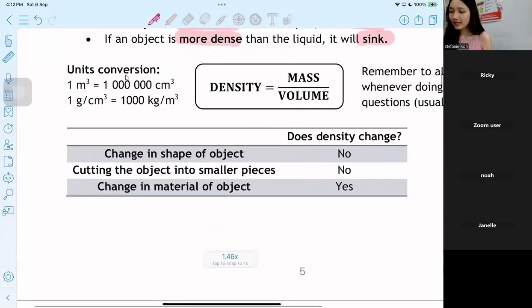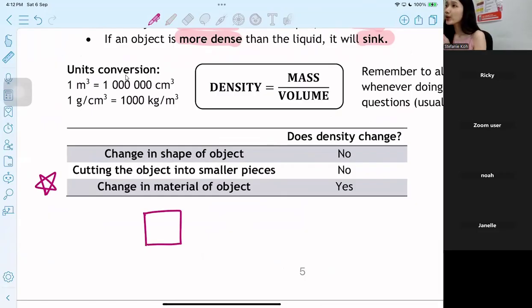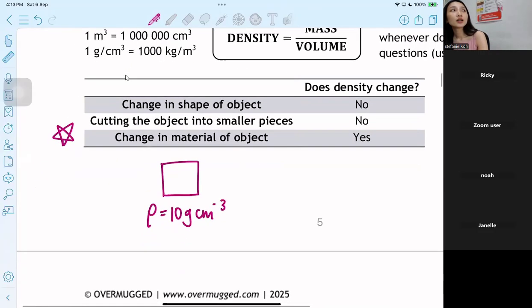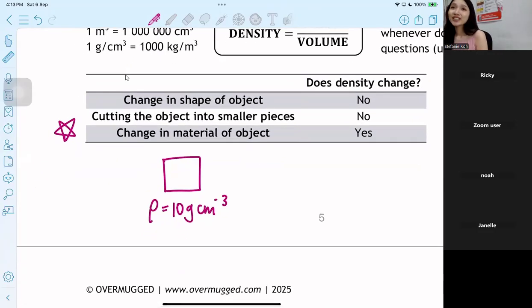Now, the next thing that is very important is this. Put a star there. If I have a block, and I tell you the density is 10 grams per cm cube, the density equals this. What happens if I cut it in half? What happens to its density now for both halves? Anyone knows?